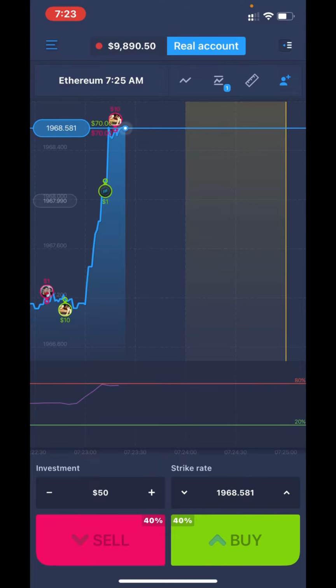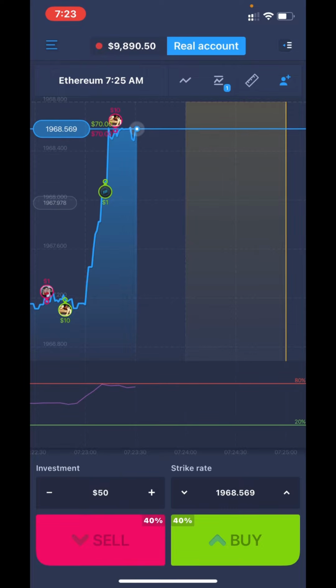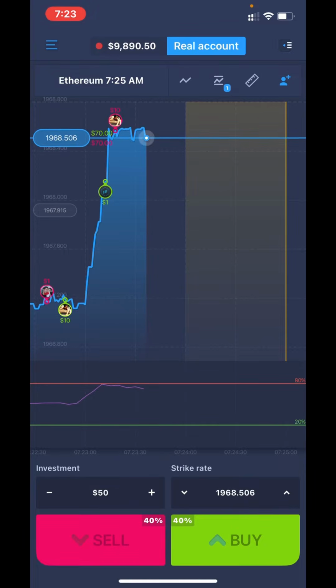And why do I recommend RSI? Because there are a whole lot of indicators, but the RSI has proven to be the best so far. I've been using this RSI, and the outcome has been massive, awesome. So without wasting much time, let's move on.